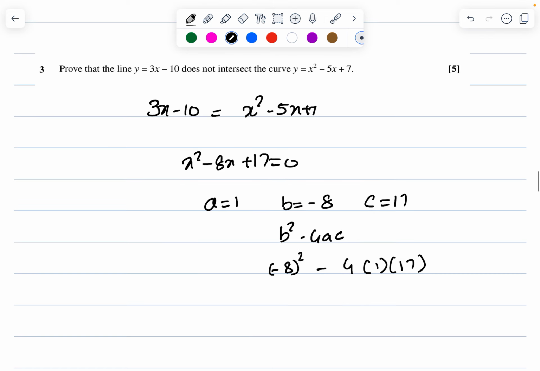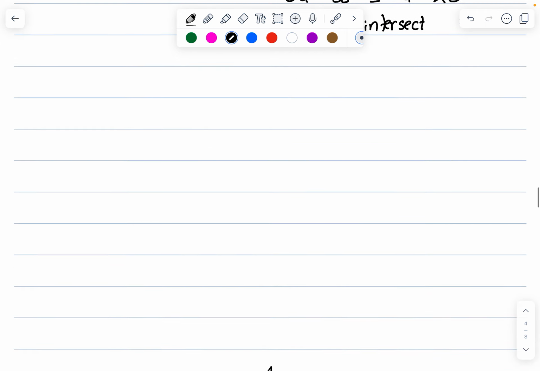So b squared minus 4ac, which is nothing but 64 minus 68, which is negative 4, less than 0, so they do not intersect. B squared minus 4ac is less than 0, so they do not intersect.